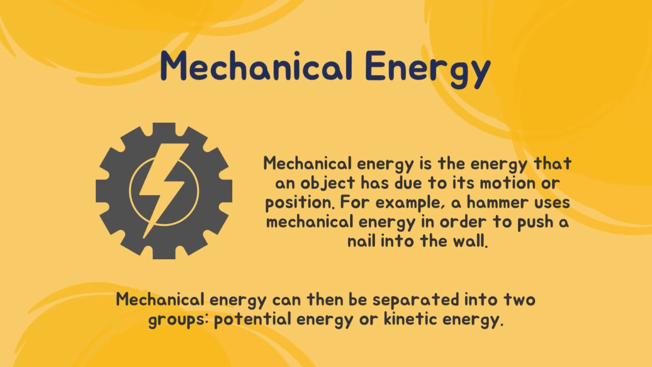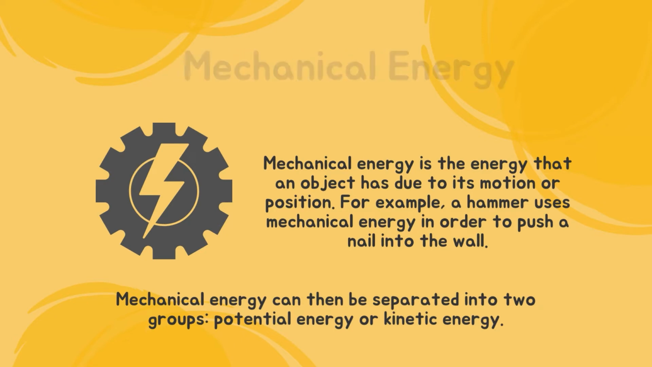Mechanical energy. Mechanical energy is the energy that an object has due to its motion or position. For example, a hammer uses mechanical energy in order to push a nail into the wall. Mechanical energy can then be separated into two groups, potential energy or kinetic energy.